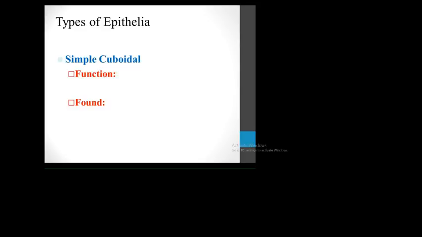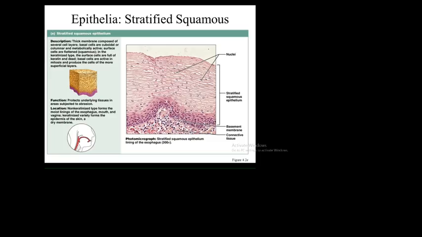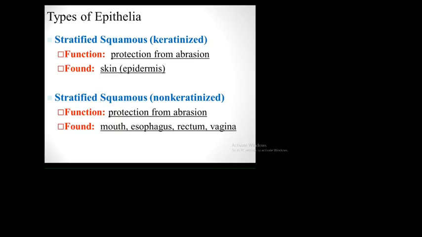Okay, getting back to the simple layers, or stratified here in this case. This is stratified squamous. Notice all the layers. This is going to be keratinized or non-keratinized, right? It's all for protection either way. The difference is the location. If it's keratinized, it's epidermis. If it's non-keratinized, it's these other regions, right?